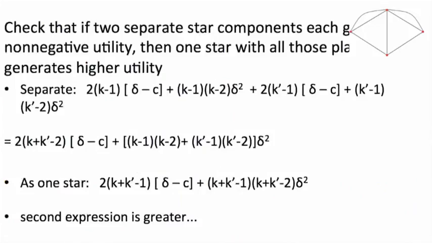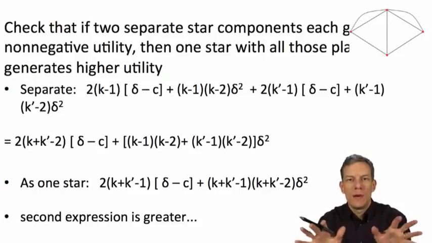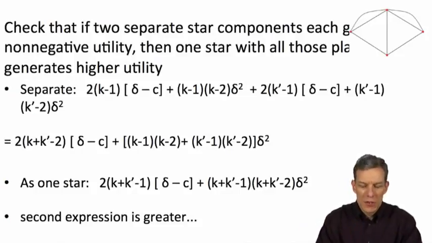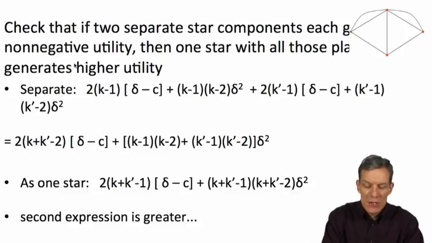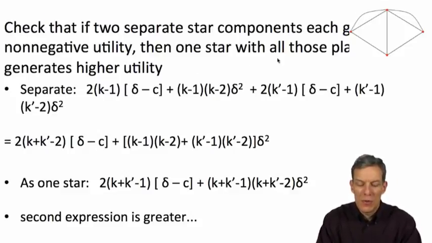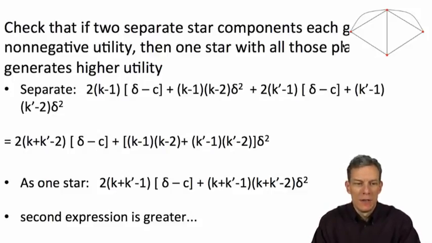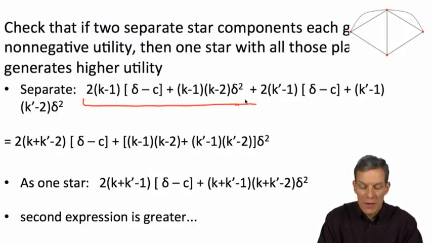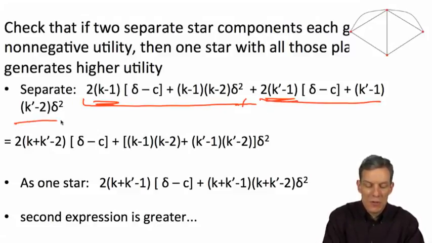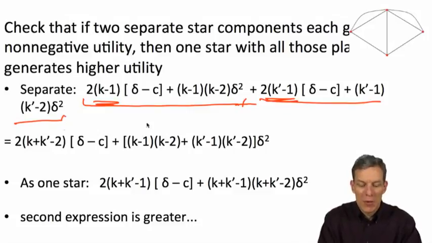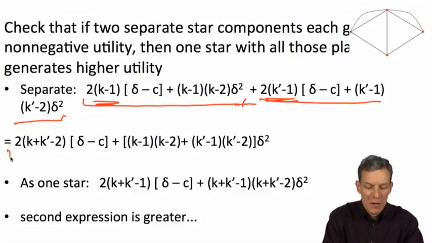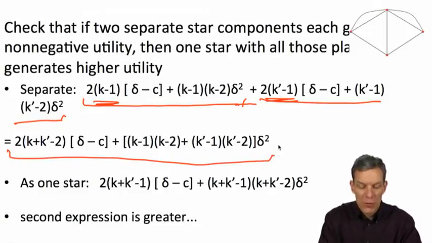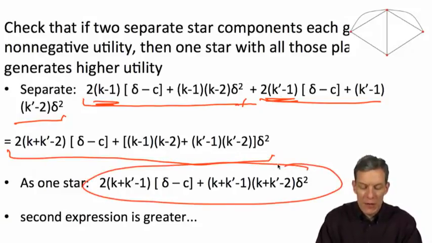Okay. So now what we can do is say, well, one possibility is maybe 2 stars are better than 1. So we can check that if 2 star components each give non-negative utility, then 1 star with all those people generates a higher utility. What we can do is just look at the value from the separate components. We've got k people in one of the stars, k prime in the other star. If you put them all together, now we've got k plus k prime people together.